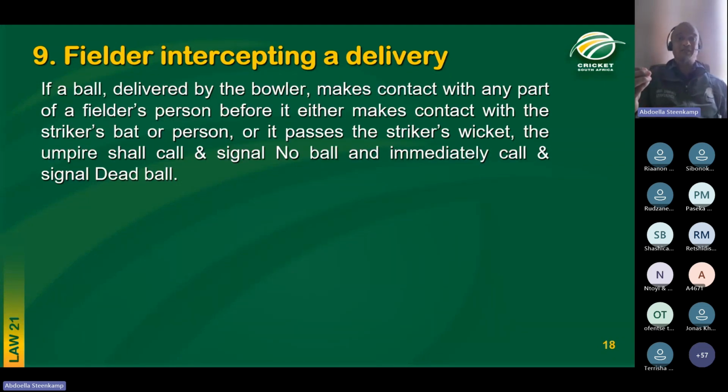So if a ball was delivered and it made contact with any part of a fielder's person, before it makes contact with the striker's bat or person, or the ball passes the striker's wicket, the umpire needs to call and signal no ball, and immediately call and signal dead ball. Again, this is two signals, but it's quick after each other. You call and signal no ball, and a split second later, you call and signal dead ball.